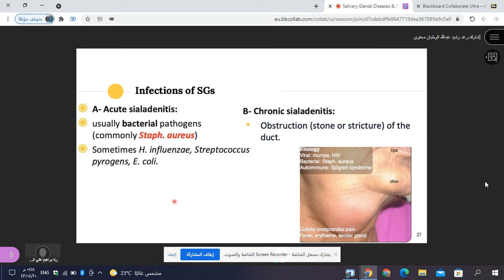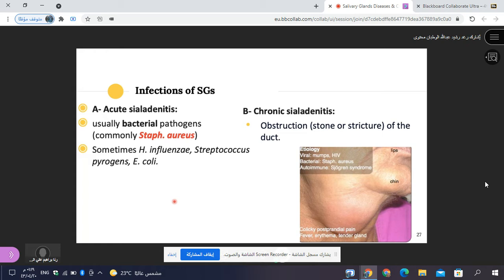For the acute, which is usually and most commonly caused by Staph aureus. And I want to ask you, anyone here know bacteria that can cause acute infection other than Staph aureus? Streptococcus. Yes? And E. coli. Yes, excellent.